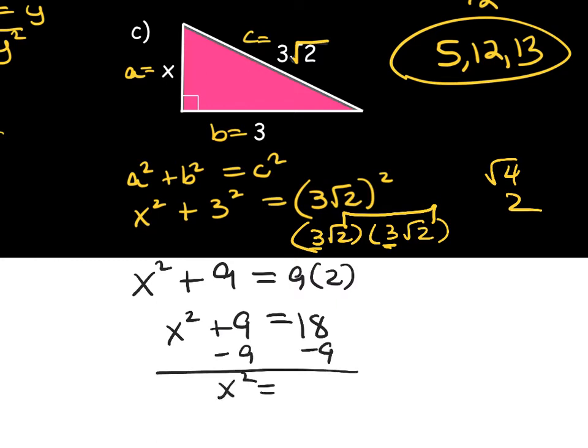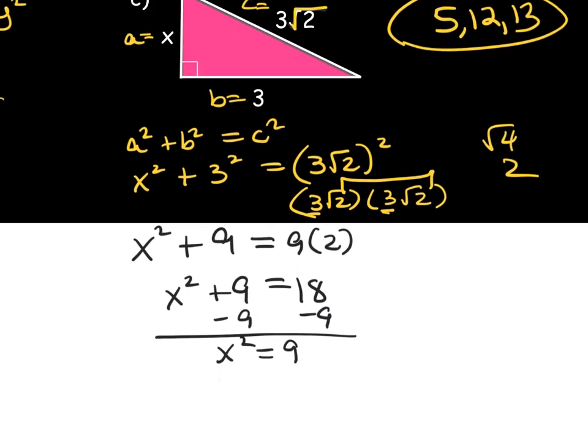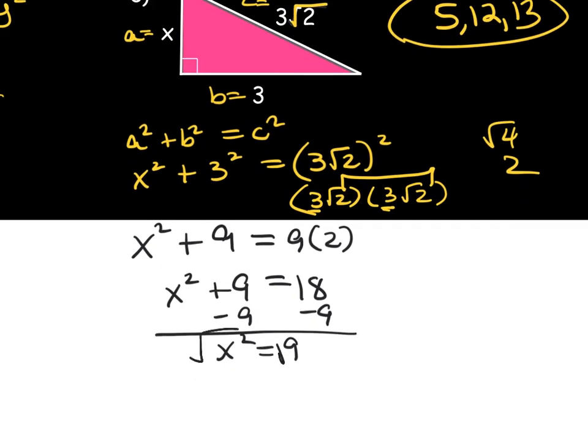X squared equals 9. I need to square root it. Now, when we do this in Algebra 2, we're actually going to get plus and minus 3, but because we're looking for a side length, I'm going to throw away the negative answer. So the only thing I need to keep here is positive 3, the square root of 9. So x equals 3.